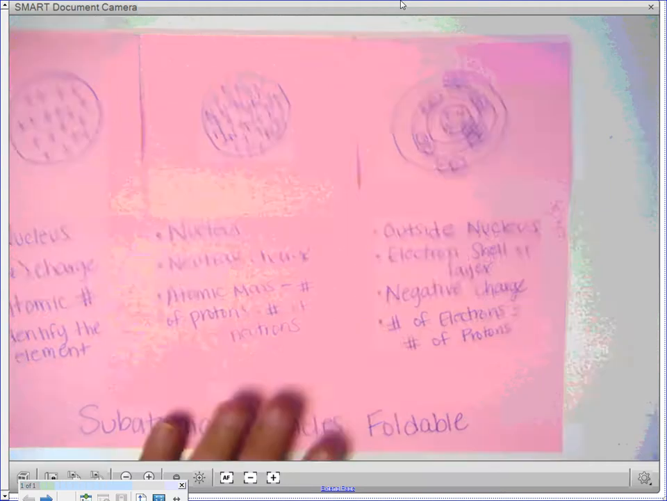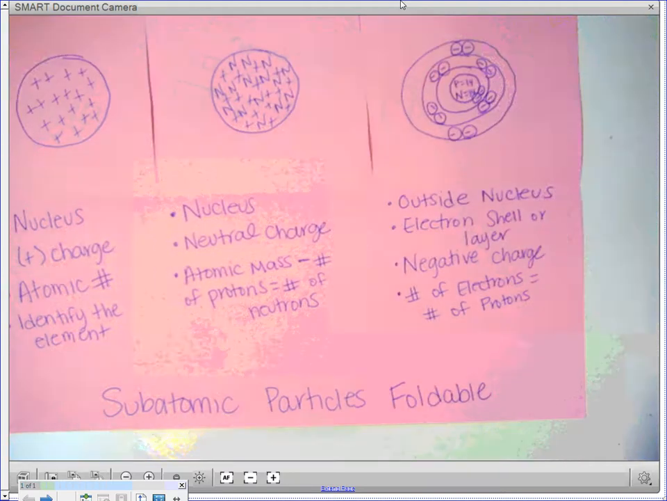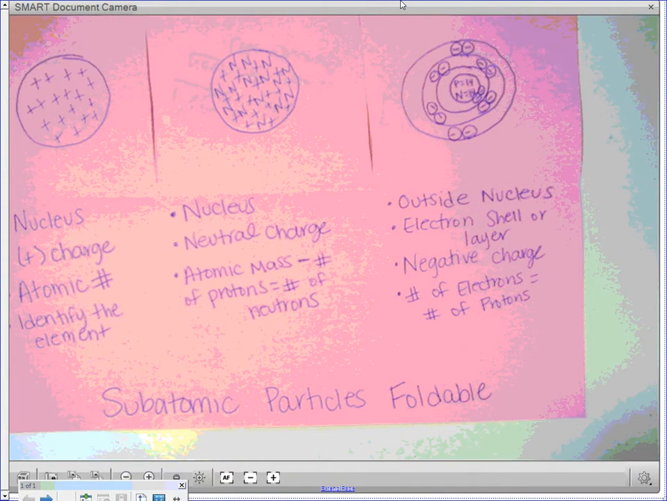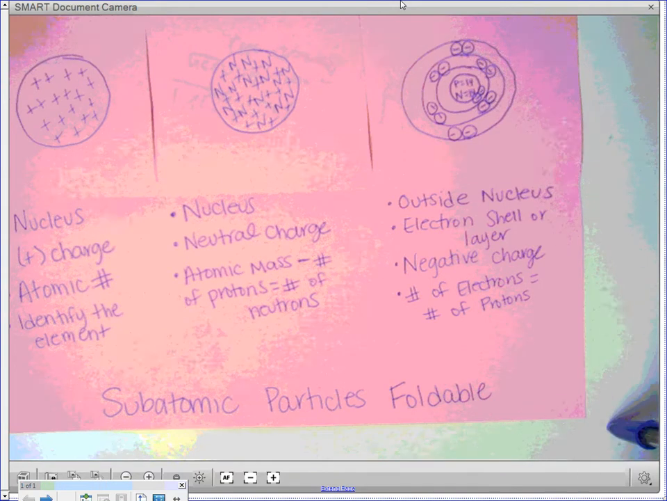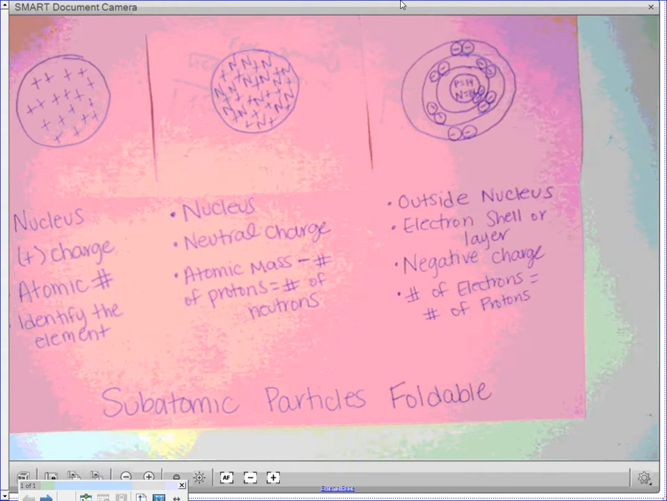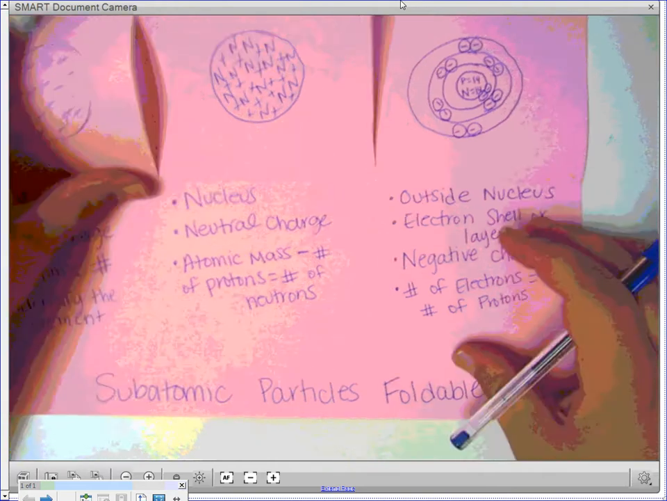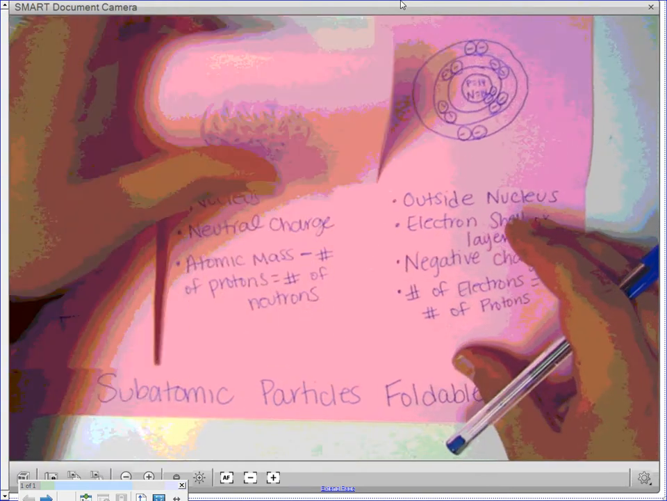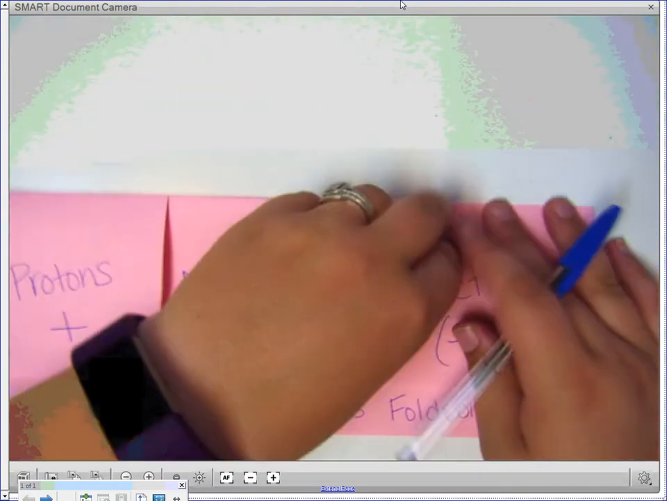All right, so this is your subatomic particles foldable. Now what you need to do is you need to glue it in your notebook on the next blank page, whatever you have. Then you need to add it to your table of contents. Now it needs to say in your table of contents, subatomic particle foldable.